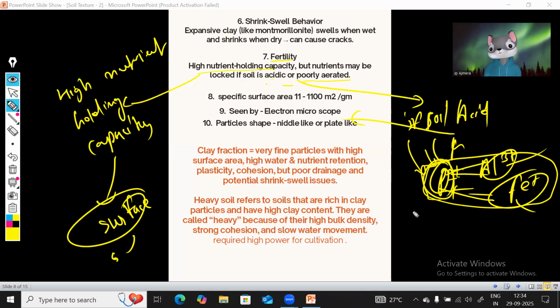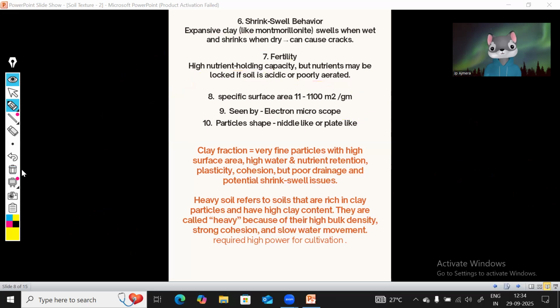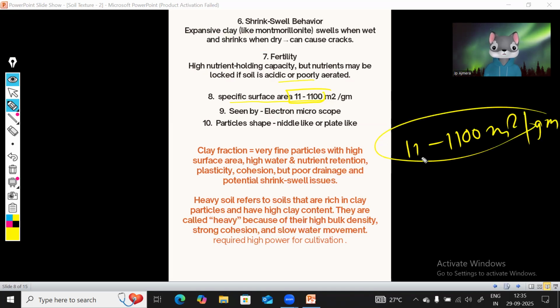And poorly aerated: if water is there and the soil is filled with water, there will be a lack of oxygen for the plant. So that's the factor. The specific surface area is 11 to 1100 square meters per gram, which is very high in comparison.